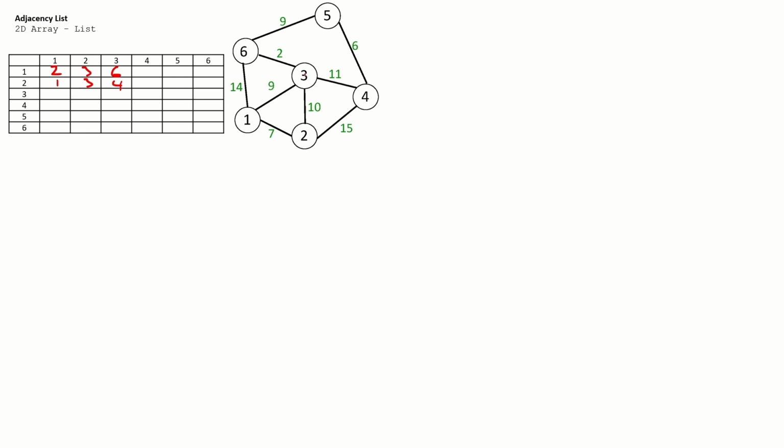Adjacent to 3, we've got 1, 2, 4 and 6. Adjacent to 4, we've got 2, 3 and 5. And adjacent to 5, we've got 4 and 6. And adjacent to 6, we've got 1, 3, 5.